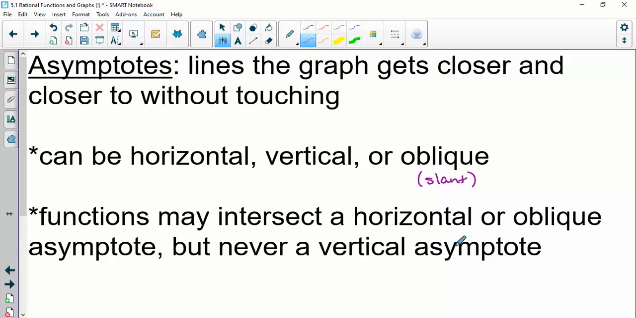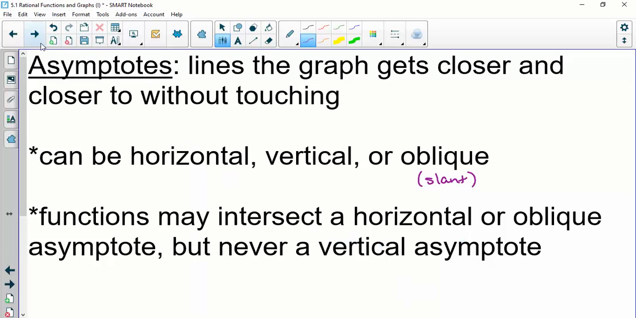It is possible that a graph could cross over a horizontal or an oblique asymptote in the middle, because what the graph does is it goes on to positive and negative infinity. So you can sometimes see a graph cross those, but it will never cross over a vertical asymptote when we're looking at them.